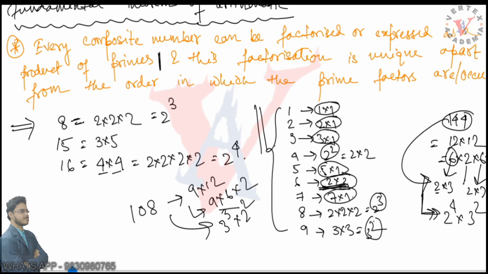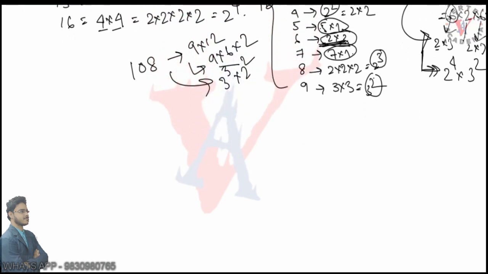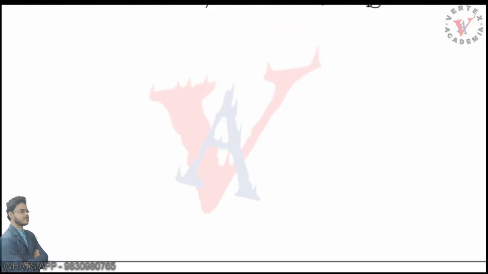And now the second thing, this may seem a very normal line, but it is actually very helpful for proving some problems in our next lecture. This factorization is unique apart from the order in which the prime factors occur. So what does this mean? For example, we take 144. Now in your previous classes you have learned how to do prime factorization.